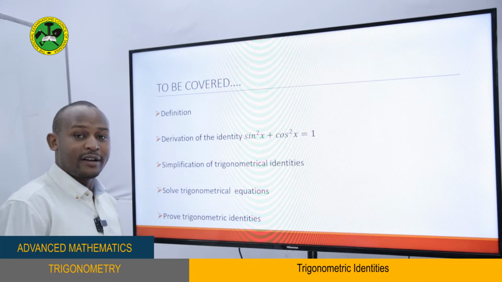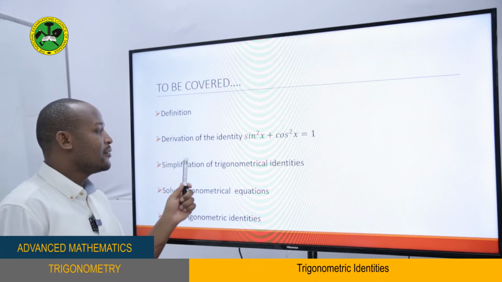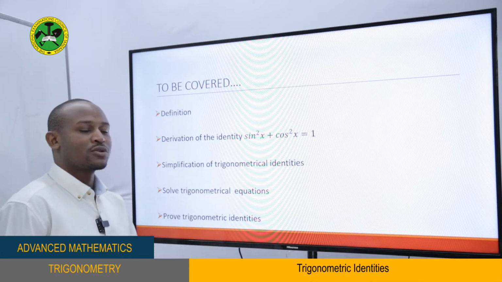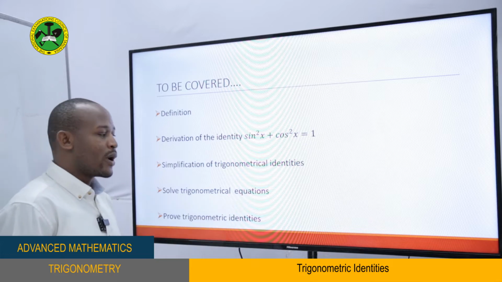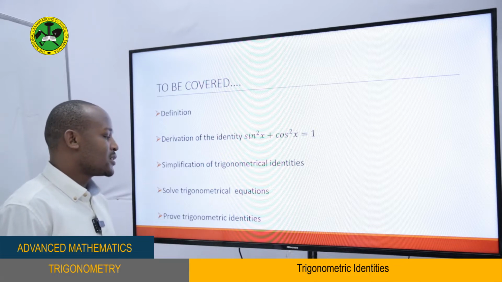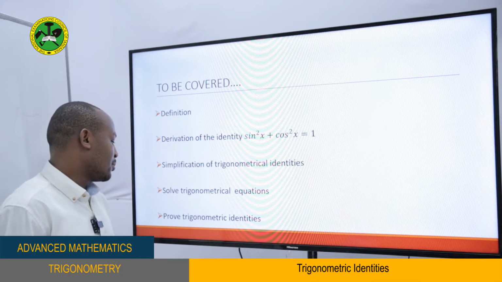First of all, we shall define what the identities are, and then we shall try to derive the Pythagorean identity, that is sine square of x plus cos square of x is equal to 1. Then we shall try to simplify some trigonometric identities, solve some equations, and then prove some identities if possible.